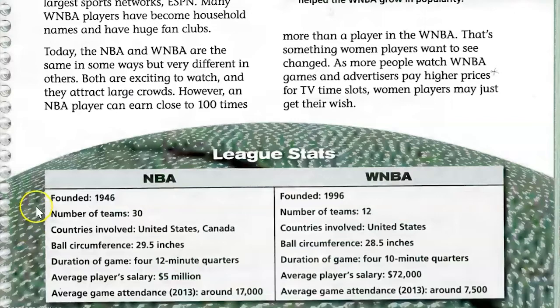Question number 3. How much larger are NBA basketballs than WNBA basketballs? Right, when we look right here, we can see the ball circumference in the men's league, the NBA, measures 29.5 inches, and in WNBA, the women's league, it is measuring 28.5 inches. So there's a difference of 1 inch in the circumference or the size of the ball.